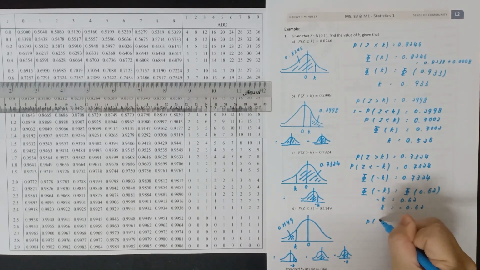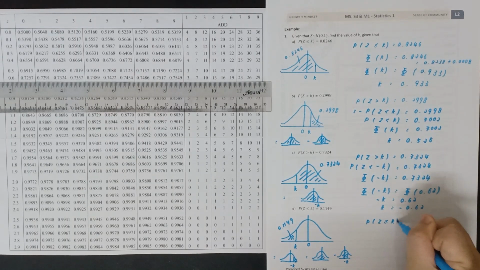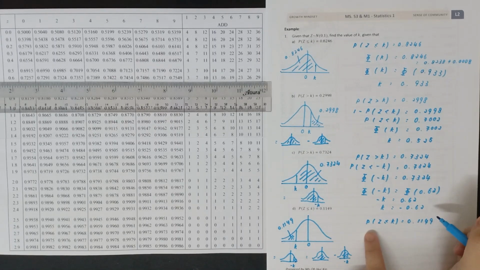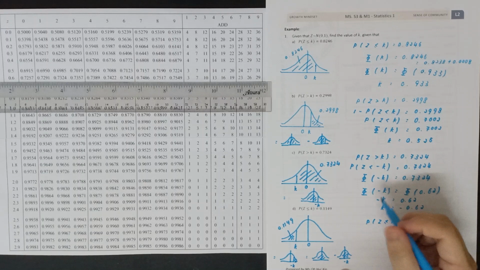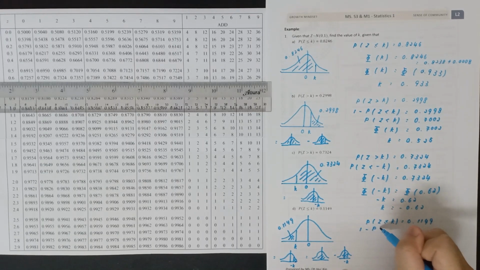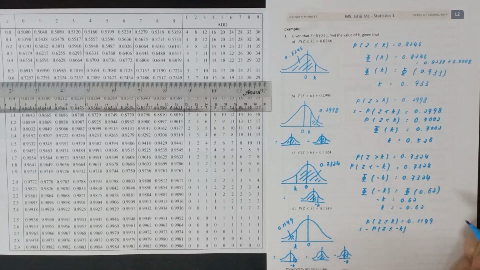So probability for Z smaller than K will be equal to 0.1149. Okay, so probability for Z smaller than K will be equal to 1 minus probability Z smaller than negative K. Is that okay? Alright, this is negative K because you reflected it already. So it will be equal to 0.1149. Okay, then you can try to move it around. So P(Z smaller than negative K), you can change it to phi of negative K here.